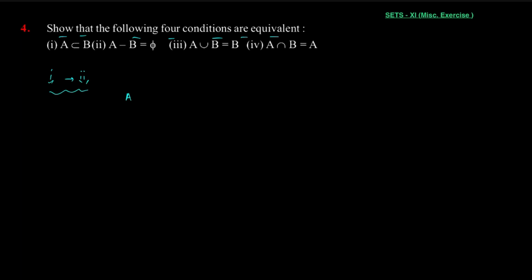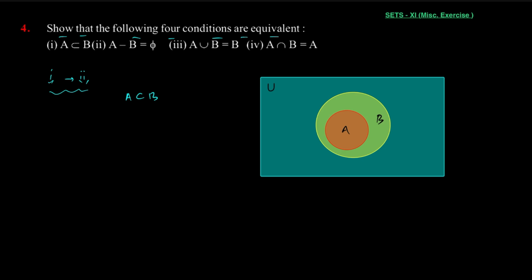Let us suppose A is a subset of set B. This condition by means of a Venn diagram can be shown in the following manner. So a rectangular region represents the universal set. The smaller circle represents set A, and the larger circle represents set B. And as A is a subset of set B, the smaller circle is within the region of the larger circle.